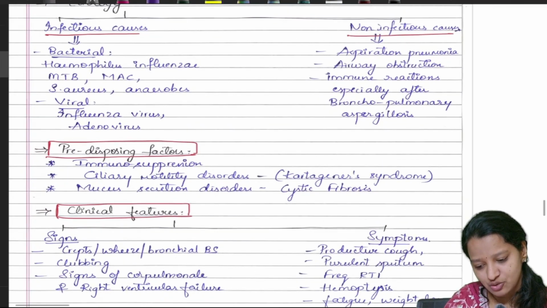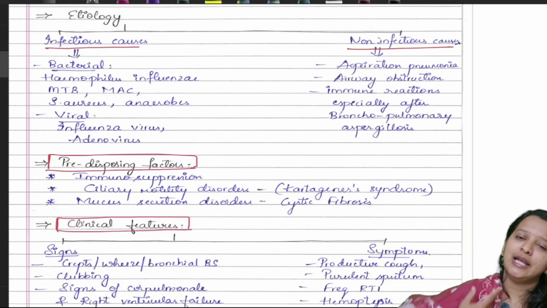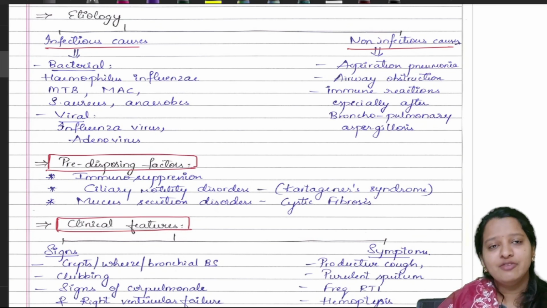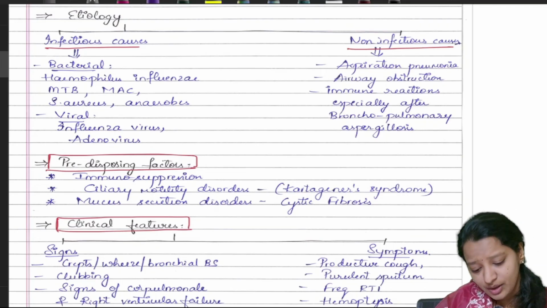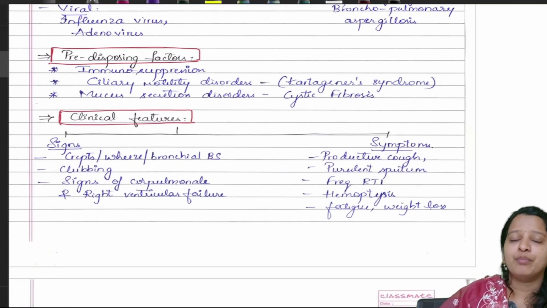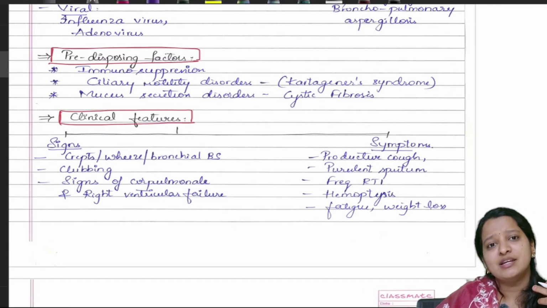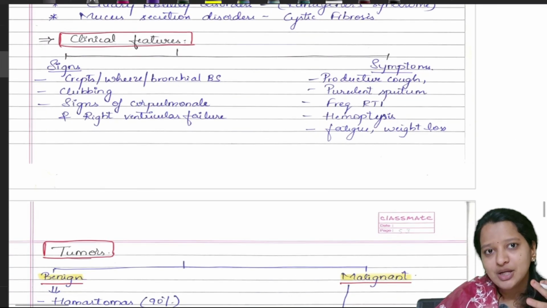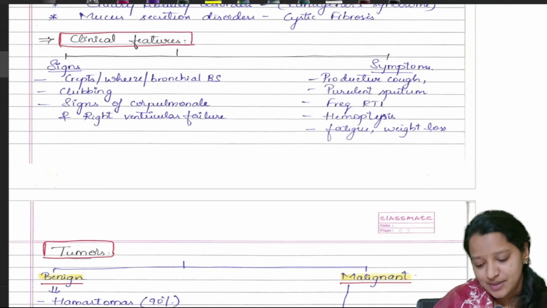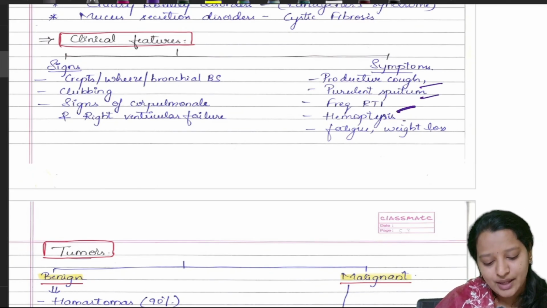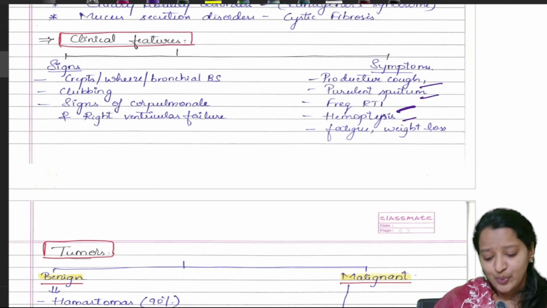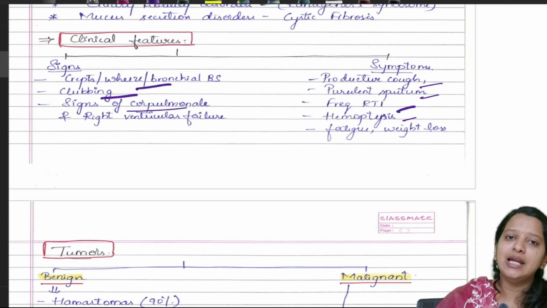You can take a screenshot or picture regarding the etiology. It might be infectious causes and non-infectious causes. Infectious causes again can be bacterial or viral. Non-infectious causes may be due to aspiration or obstruction. Patients more predisposed to bronchiectasis are immunocompromised, or have ciliary motility disorders or mucus secreting disorders. Patients might present with respiratory symptoms like productive cough, purulent sputum, frequent respiratory tract infections, hemoptysis, and weight loss or fatigue. What we can observe in the patient are crepts, wheeze, clubbing, and signs of pulmonary and right ventricular failure.